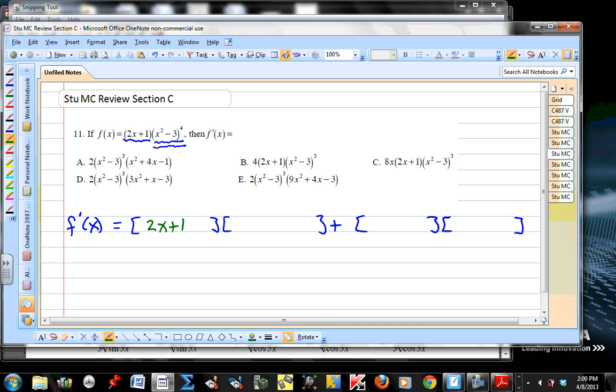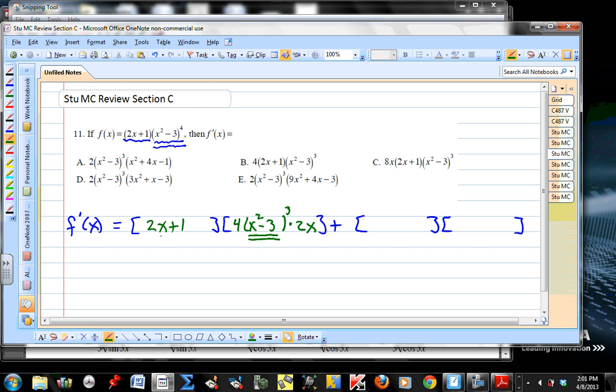Now the second function is a composite function. We're going to have to use the chain rule. The outside function is something to the fourth power. The derivative of something to the fourth power is 4 times something to the third power. The inside part of this hasn't changed, x squared minus 3. Chain rule says we need to now multiply by the derivative of the inside function. The derivative of x squared minus 3 is 2x.